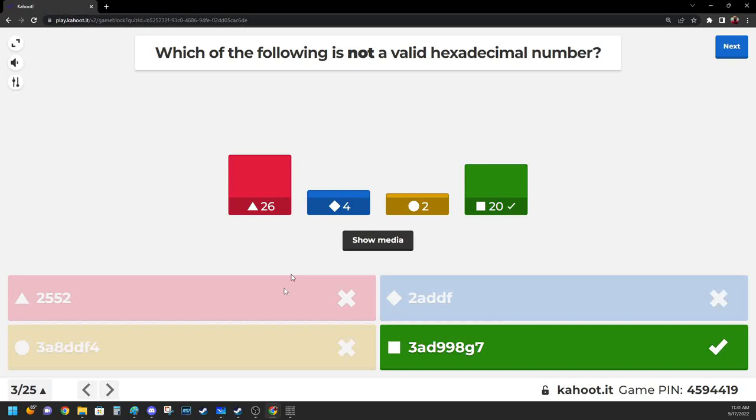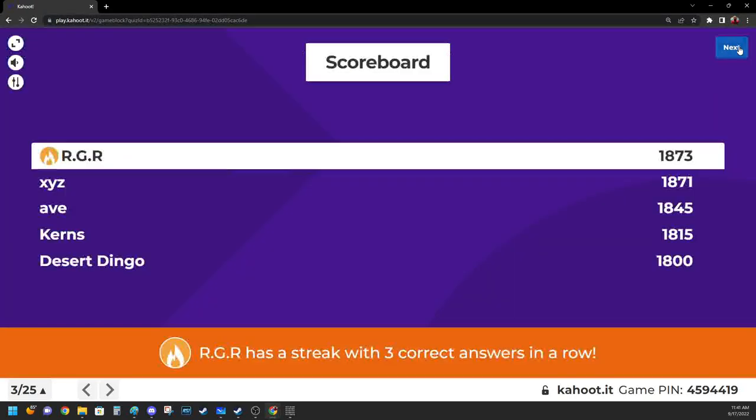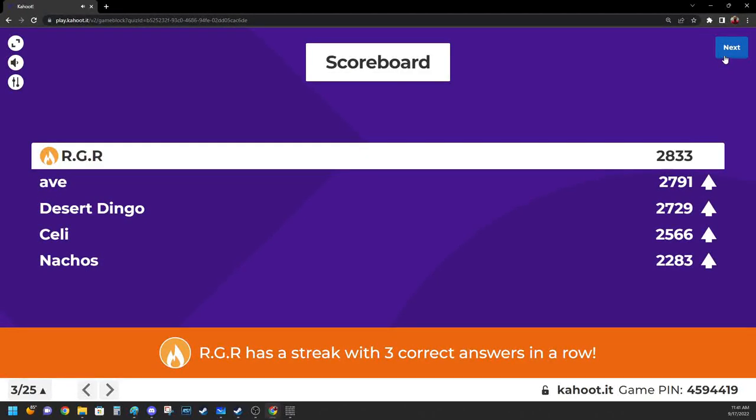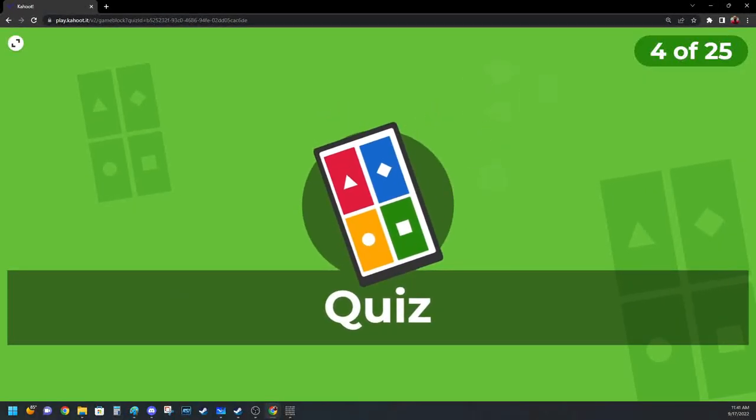Sorry, that one was a little bit dirty. But red is a valid hex number. That is definitely something CompTIA would do. Yes, it is. Question 4.